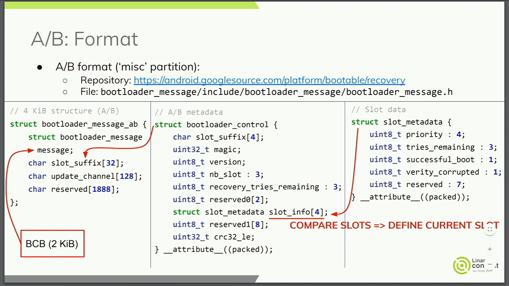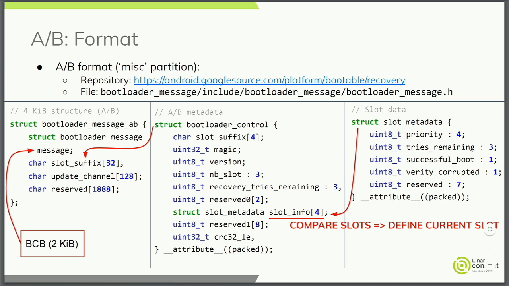And in this structure, we actually have the slot information. This is information about AB stuff, right? And it should be an array of 4 elements of this structure, which actually holds AB information. And using this information, for each slot, like slot A, slot B, you can actually decide which slot to use to boot your system, right? Looking at the priority, tries remaining and successful boot fields. So this is like this.